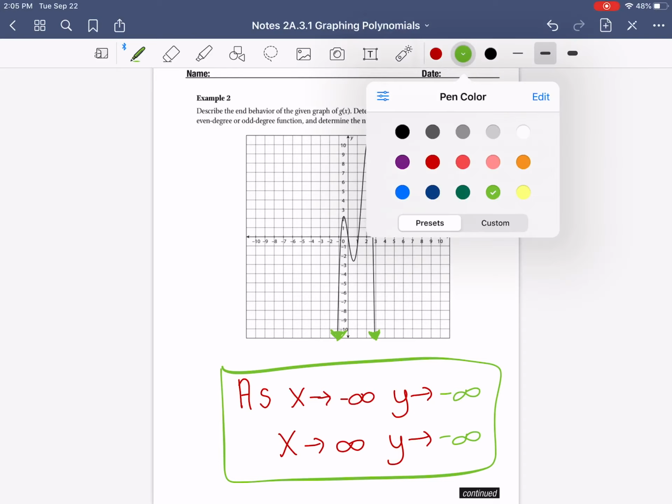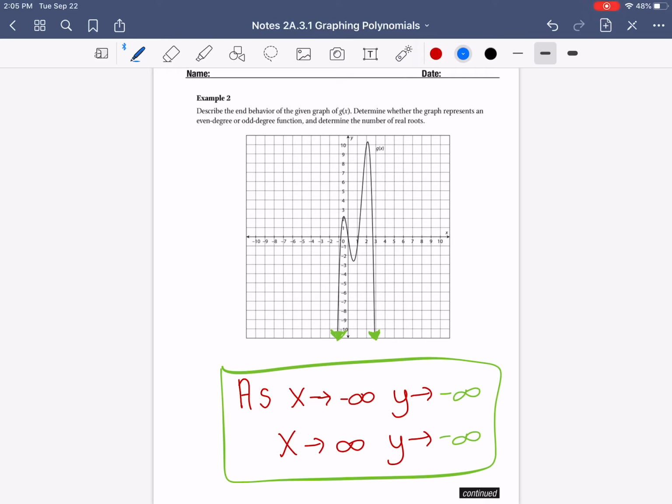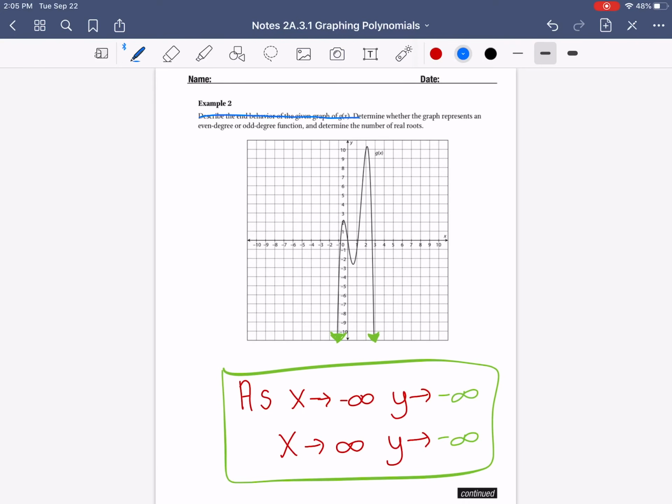Then I have to decide if it's an even or odd degree. We already did this part, describe the end behavior, we got that. Determine whether it's an even or odd degree. How you decide if it's even or odd is you look at, are the arrows pointing the same direction? If the arrows are pointing the same direction, then it's even. If they're pointing opposite directions, it's odd. So since my arrows are pointing the same direction, then this is an even degree, and we'll write y just to help us. Arrows point same way.